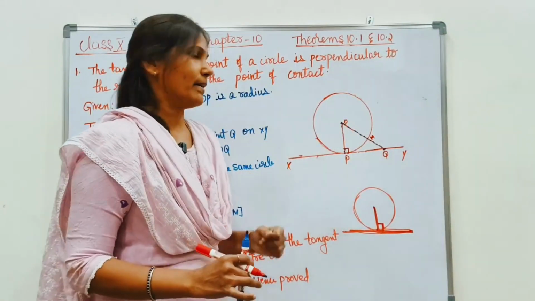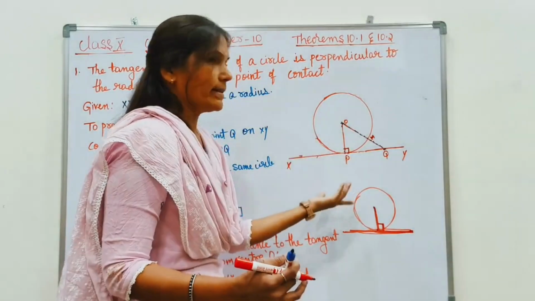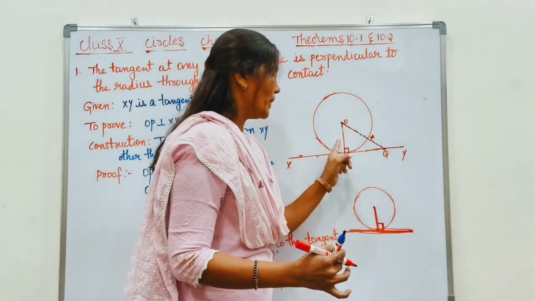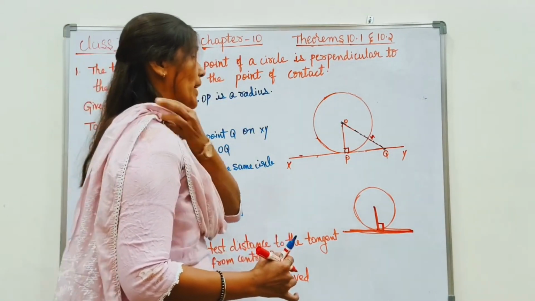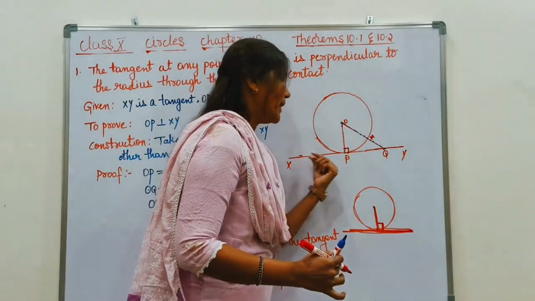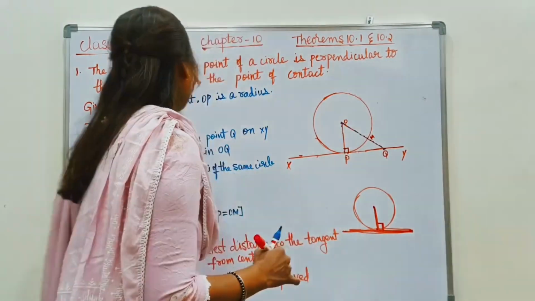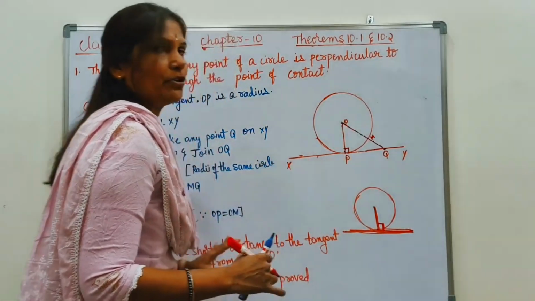O is the center of the circle. XY is a tangent. OP is a radius. Write these three things. Given is finished. Now to prove: OP is perpendicular to XY. Perpendicular means 90 degrees. So you have to prove OP is perpendicular to XY.